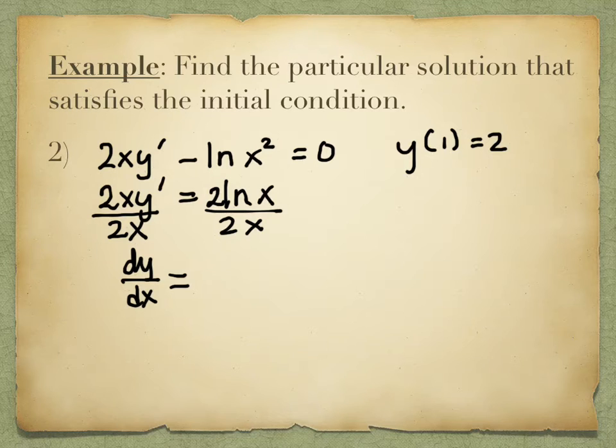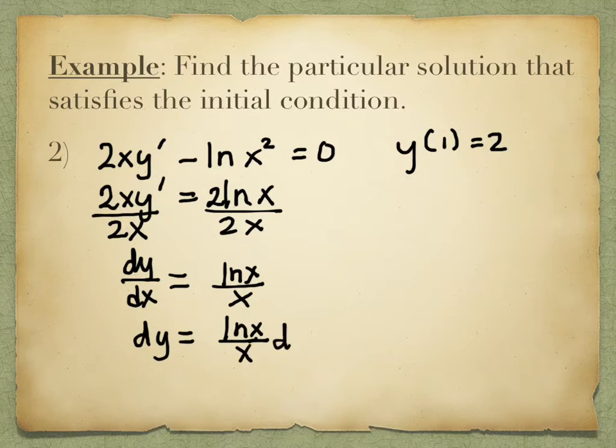And let's see, on the right I have ln x over x. Okay, now what? Yeah, I can also move the dx to the right. So this is dy equals ln of x over x dx. And the reality is that you haven't done any calculus yet, with the exception, I guess you could say, of rewriting the y prime as dy dx.